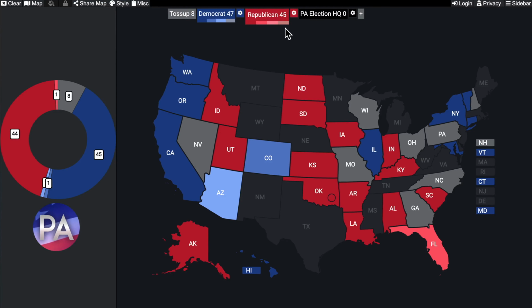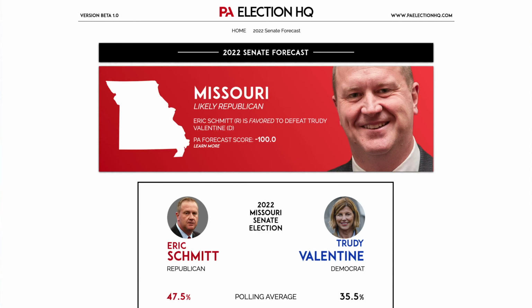And so right now we only have Georgia as a tilt state for the Democratic Party, which means that it easily could go both ways, but we do have right now the Democrats with a very nominal edge. And in the state of Missouri, this race really is not that competitive. It's only barely a likely Republican state.